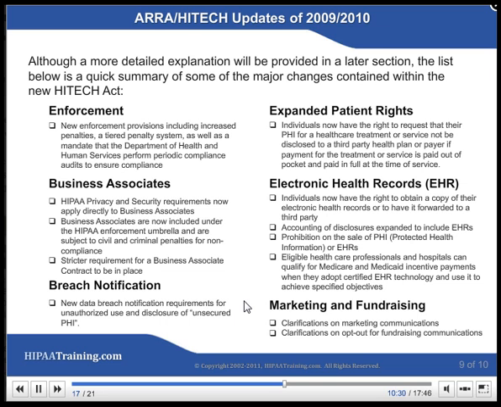Prohibition on the sale of PHI or EHRs. Eligible healthcare professionals and hospitals can qualify for Medicare and Medicaid incentive payments when they adopt certified EHR technology and use it to achieve specified objectives. Marketing and fundraising. Clarifications on marketing communications. Clarifications on opt-out for fundraising communications.